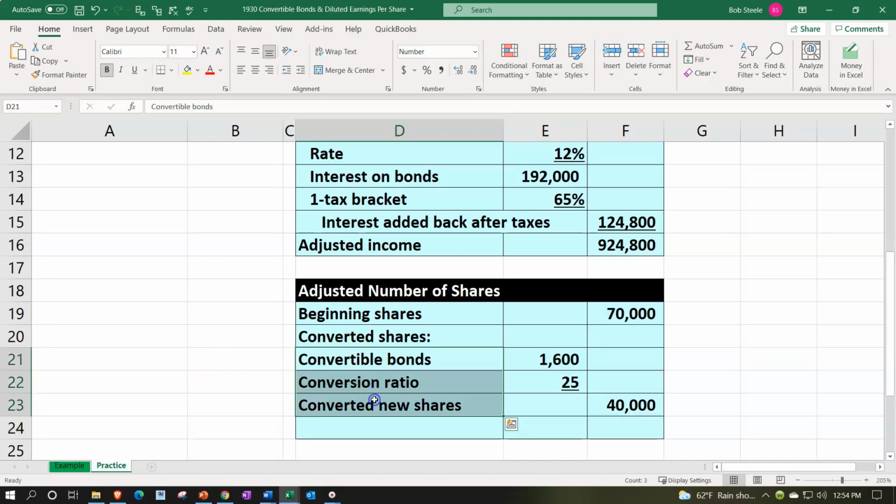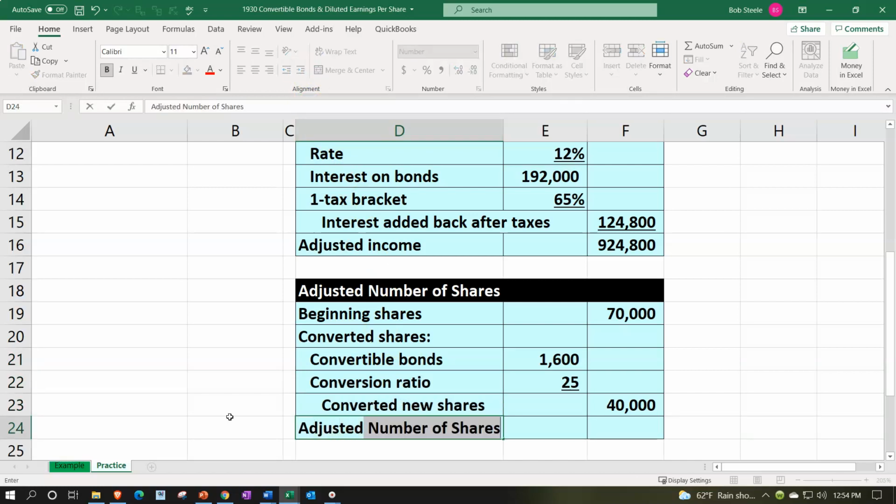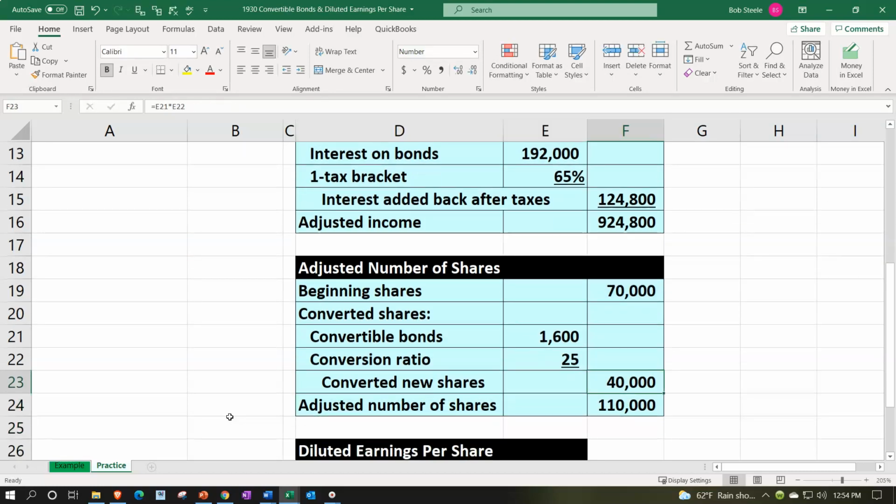So I'm going to go ahead and indent this by going to the alignment, indent. We'll indent this one to alignment, indent again. That means that the ending shares, or what they call the adjusted number of shares, is now going to be the original 70,000 we had plus the 40,000, assuming they were all converted. We'll go to the font group and underline.